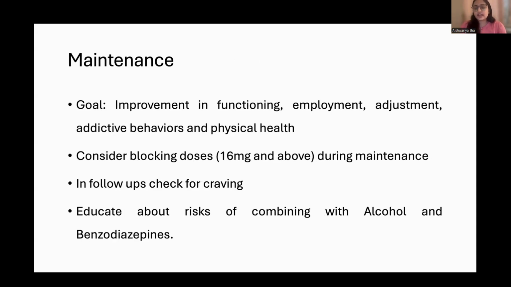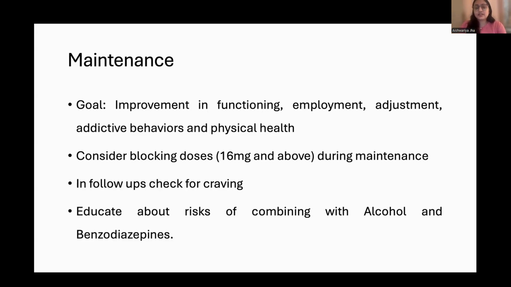In maintenance, we actually want to improve their functioning, their employment, their adjustment, their other addictive behaviors, and physical health. It's important that we then look at craving, like I said, the second milestone. So we can assess craving by actually asking about craving. We can use visual analog scores. We can use hypothetical scenarios, such as if I were to leave this room and place such and such substance here, how likely out of 10 would you be to use it?